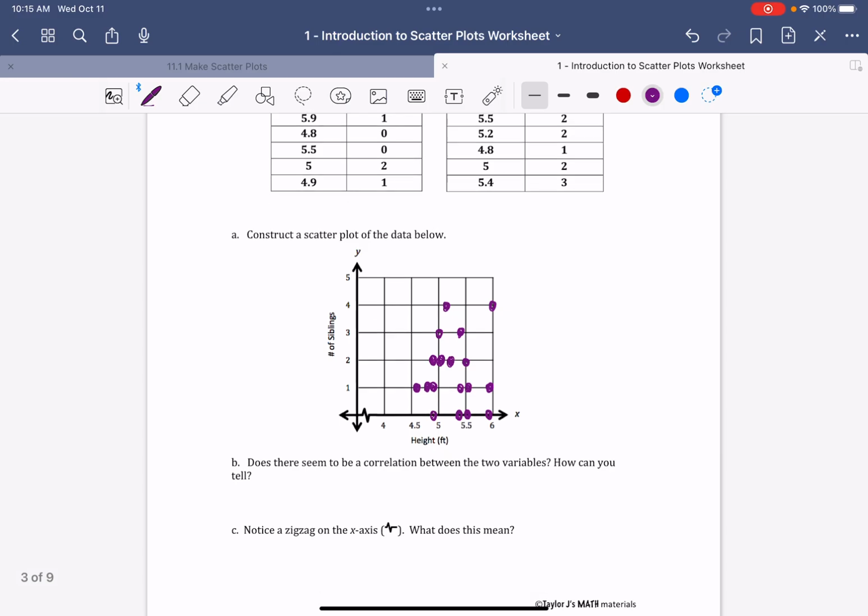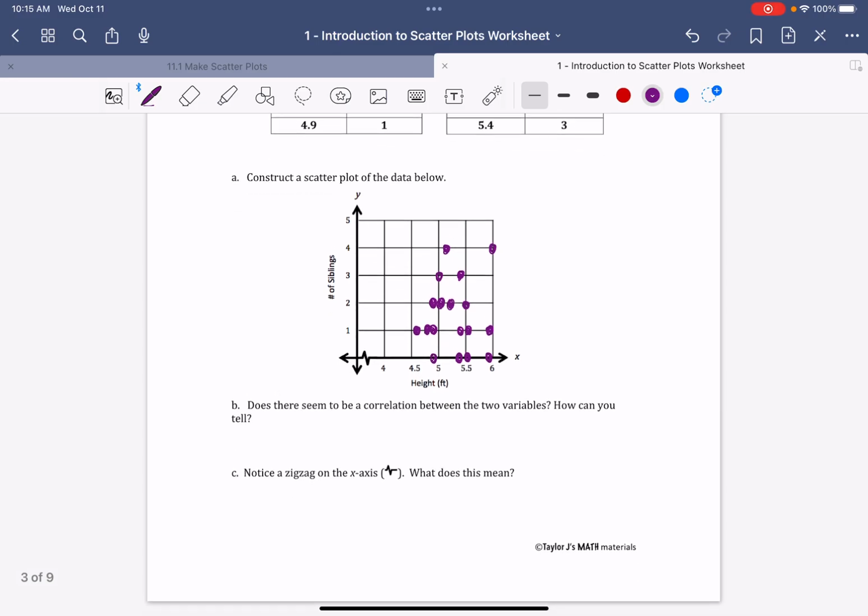Okay, I'm done with my graph. You can see all the dots kind of scattered everywhere. There's really no pattern. They're not all going up or all going down. So when it says, does there seem to be a correlation between the two variables? How can you tell? I'm going to say no, because there's no relationship between your height and how many siblings you have.